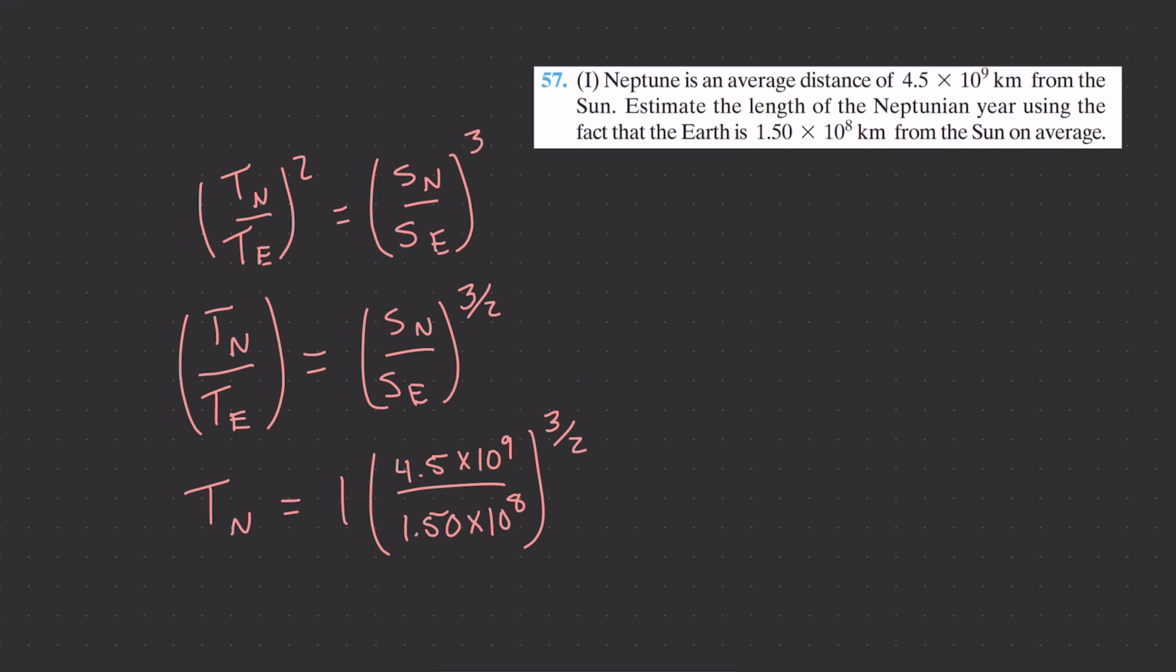So we are going to need a little bit of calculator help here. When we plug in 4.5 times 10 to the power of 9 over 1.5 times 10 to the power of 8, and we raise it to the 3/2 power, then we should get that the period of Neptune is equal to about 164 Earth years. Now, we only have two significant figures on our value for Neptune's average distance, so I'm going to write this as 1.6 times 10 to the power of 2 years. We'd say that that is the length of a Neptunian year in terms of Earth years, about 1.6 times 10 to the power of 2. Good luck. I'll see you guys in the next one.